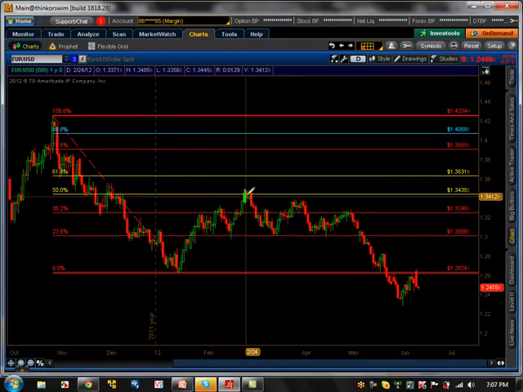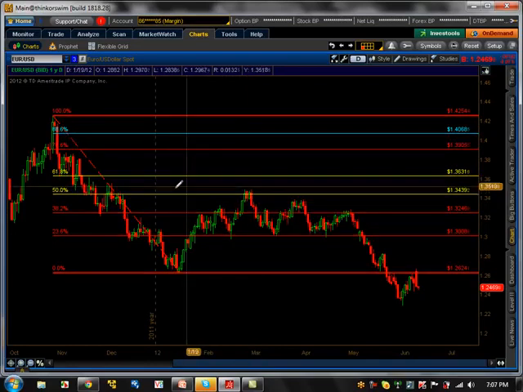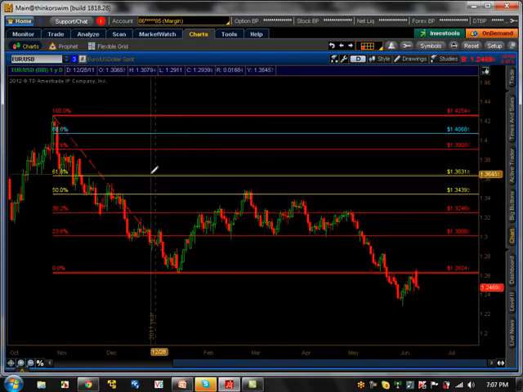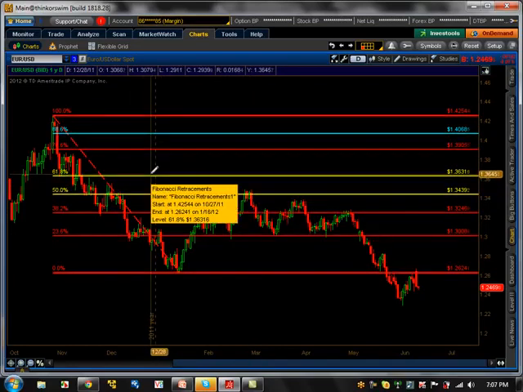This gives me exactly where I can enter. I can enter on a 50% retracement or the 61.8 and bet on it going down. This is where the profit level will stop, all the profit taking. You guys clear? Yes? You had a question?